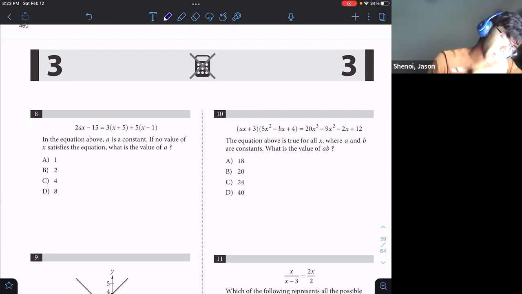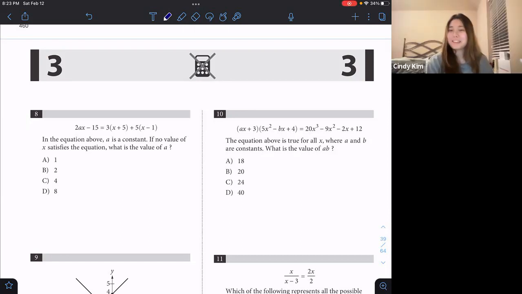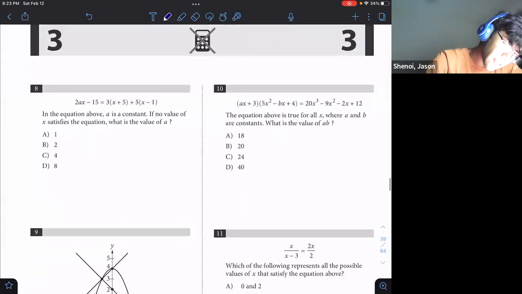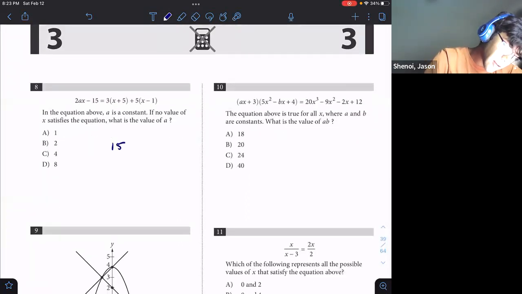I mean, here, this is what I would do. I'd simplify it out. Okay, simplify. So you got 3, so 15. So 3x plus 15 plus 5x minus 5. So you got 10 plus 8x is equal to 2ax minus 15.